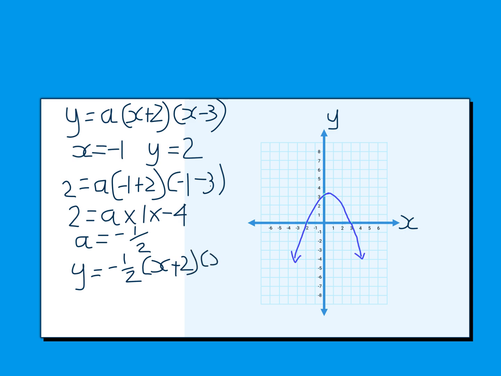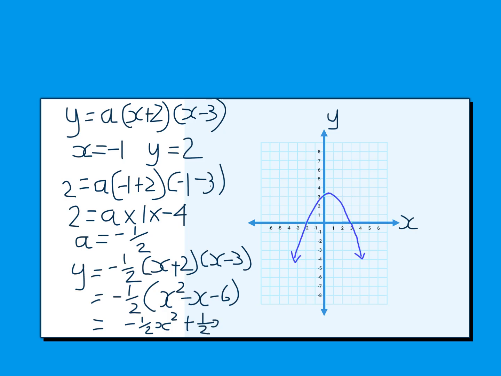So if I'm asked to give this in general form, I need to expand. So I'm going to leave the -1/2 alone. Expanding using FOIL, I get x squared minus x minus 6. So the equation of this parabola is -1/2 x squared plus a half x minus 3. In other words, if I started with this equation down here, I would end up with this parabola.